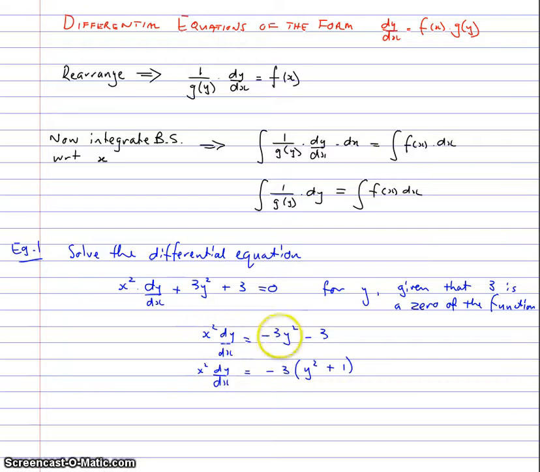So you can see what I've worked through here is just bringing these terms over to the right-hand side. So we have minus 3y squared minus 3, and then just factorising that, simplifying this part here with the y squared. What we want to do now is bring this function of y over to the left, so we divide both sides by y squared plus 1. At the same time, I'm going to divide both sides by x squared to bring the function of x over to the right, which is what we've got up here. The function of y is on the left, the function of x is on the right. So we end up with 1 over y squared plus 1 dy/dx equal to negative 3 over x squared.